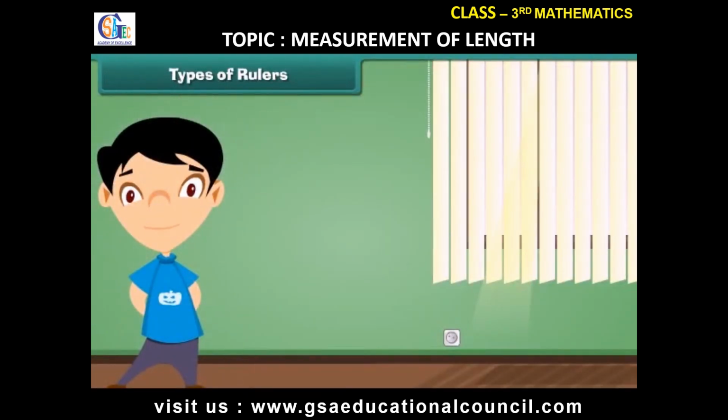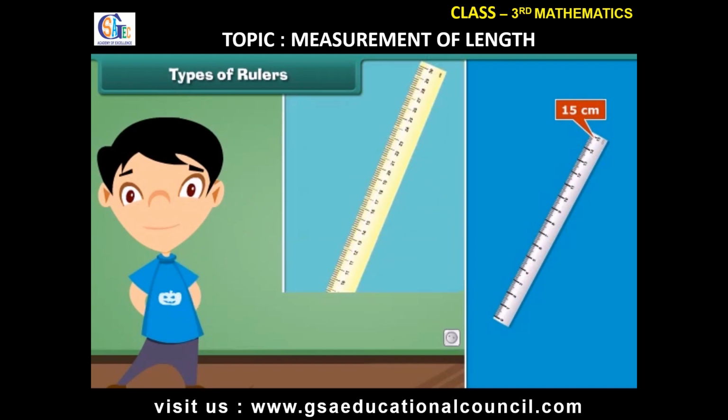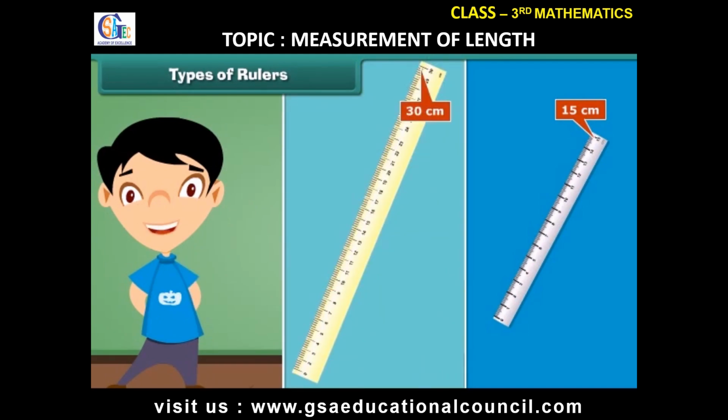A ruler comes in different lengths. The first ruler seen can measure length up to 15 centimeters. The second ruler seen can measure length up to 30 centimeters.